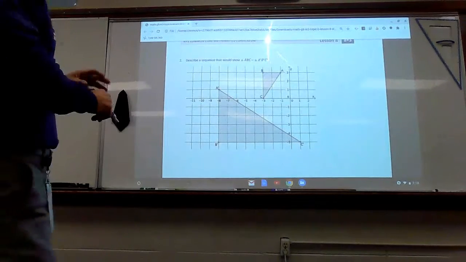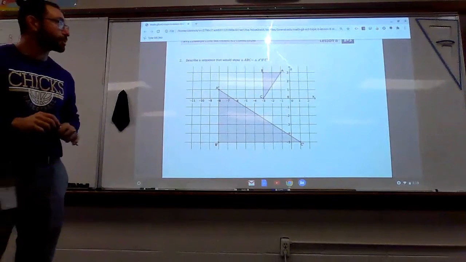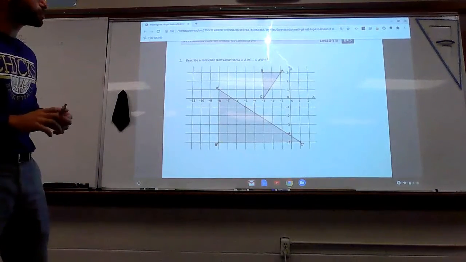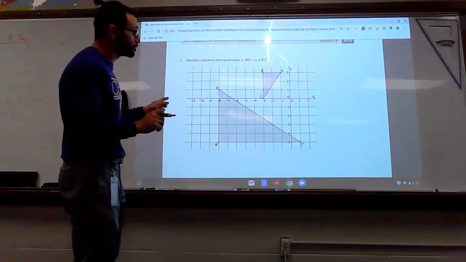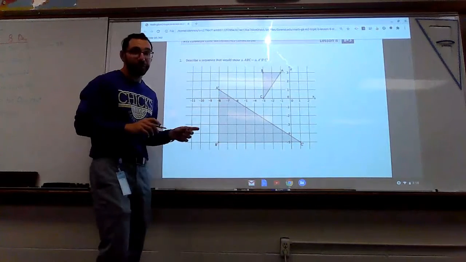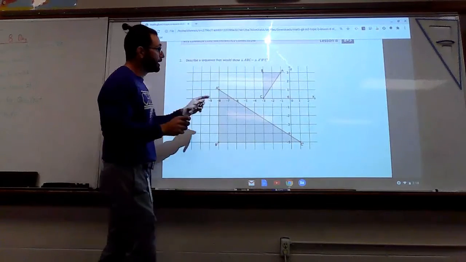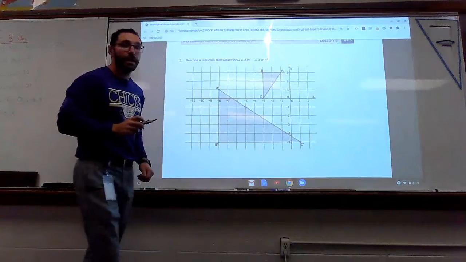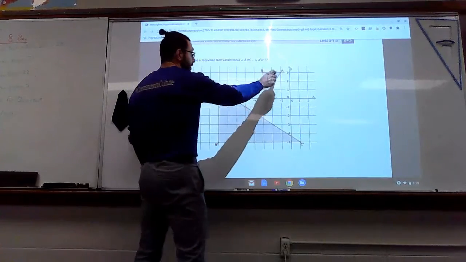Okay. So first off, describe a sequence that would show that triangle ABC is similar to triangle A prime, B prime, C prime. So now we're trying to show the transformation, talk about the dilation and prove it. So first off, I need to count. Before I can say this goes to this, let's start with, remember, our pre-image. Our pre-image is the one without the primes.